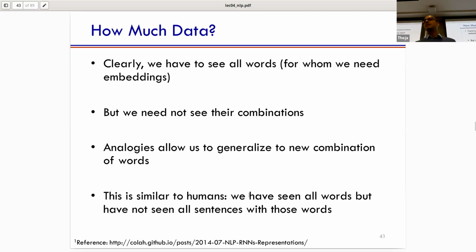And that is similar to humans, right? We don't have to see every use of a word in a situation to associate whether one word is related to the other word or not. So we don't need too much data. We do need data for all the words, but we don't need a lot of data.